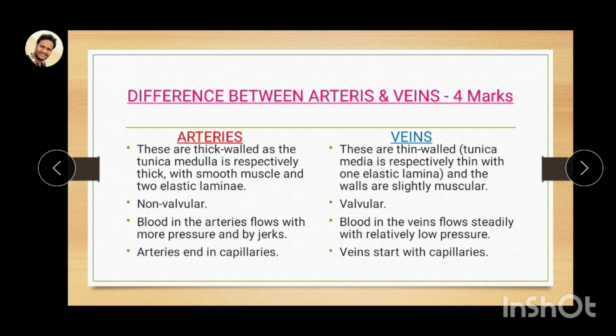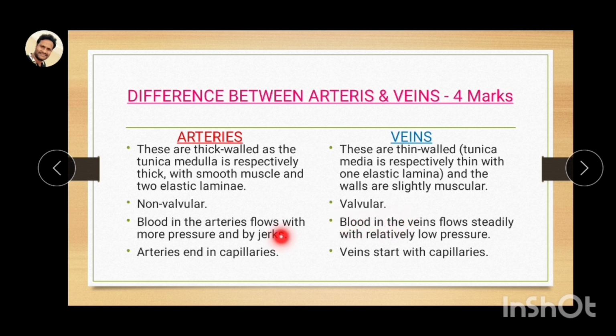Remember one point: in veins the walls are very thin, because only some muscles are present and only 1 elastic lamina is present. So here in arteries, 2 elastic laminae are present, and in veins only 1. Next, arteries have no valves, which is why they are called non-valvular. Veins have some valves, which is why they are called valvular.